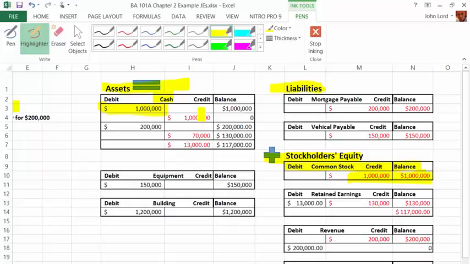Now, these entries over here we're going to be posting. You would have to use your imagination here. Those aren't there yet, right? As we go through and start to post each entry at a time.